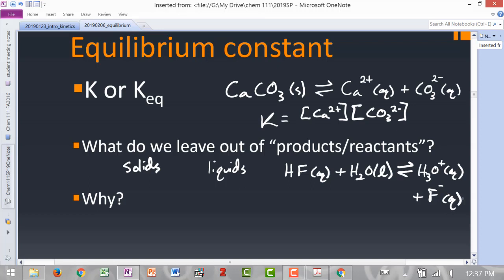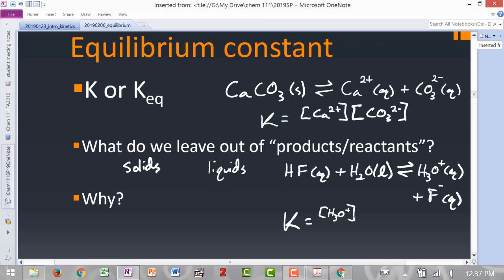Hydrogen fluoride, a chemical you must never use because it's extremely toxic. Actually, you can use it if you stay with it. It reacts with water to form hydronium, H3O+, and fluoride. What's K? I've got H3O+, so I do products over reactants. That's a product, it's aqueous, so I do include it. Coefficient is 1, so exponent is 1.